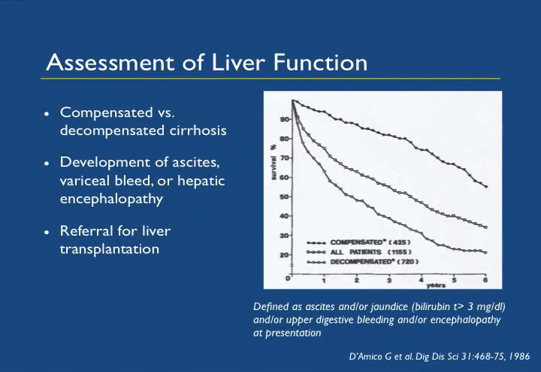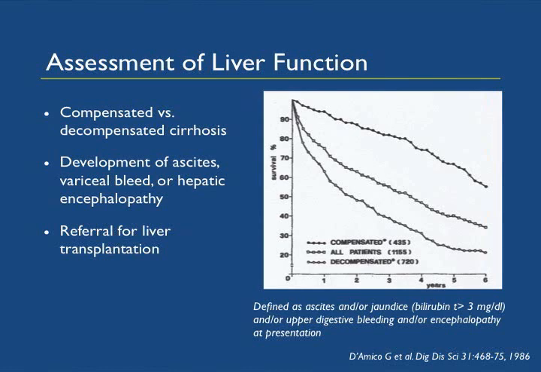Once a diagnosis of cirrhosis is made, the next step is to assess the liver function. One of the first differentiations is to determine whether your patient is compensated or decompensated. This refers to the development of complications of cirrhosis, including ascites, variceal bleed, and hepatic encephalopathy. As you can see on the graph, the development of decompensation, as defined by the presence of ascites, jaundice, upper GI bleed, or hepatic encephalopathy at the time of presentation, was associated with a significantly worse 5-year survival compared to patients who were compensated cirrhotics.